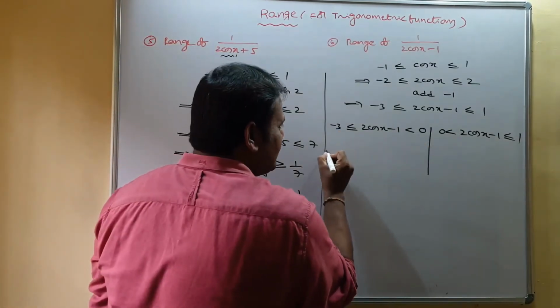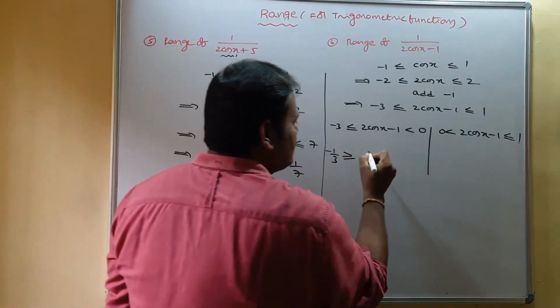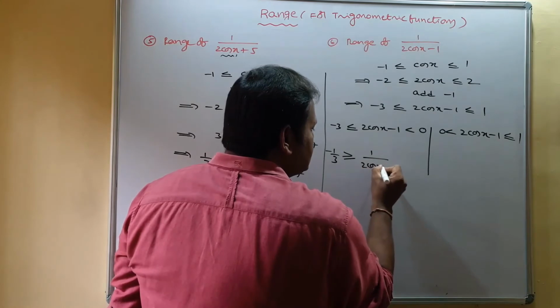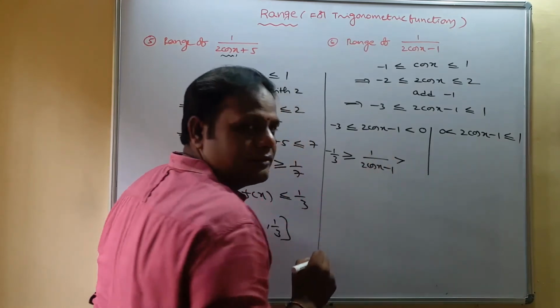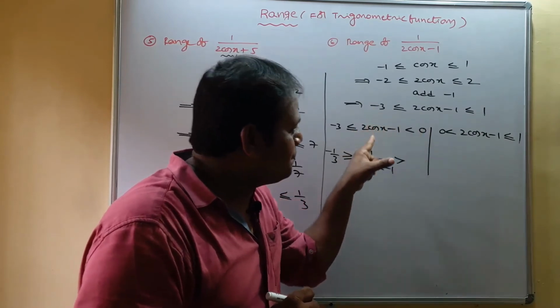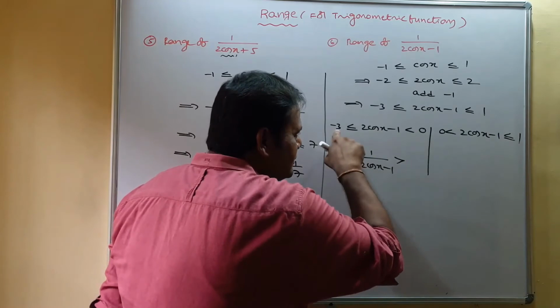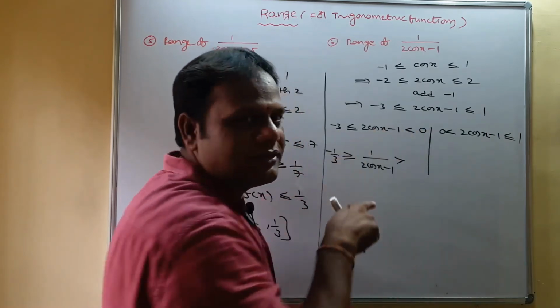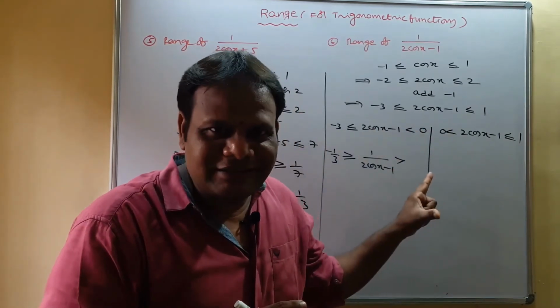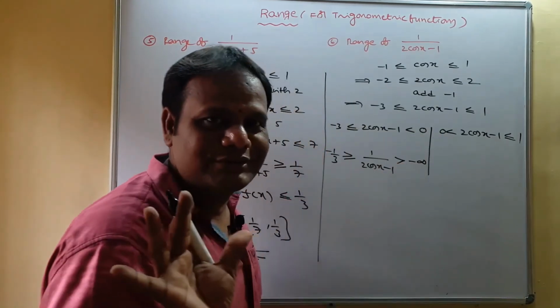So take the reciprocal. Minus 1 by 3 greater than or equal to the reciprocal of this, 1 by 2 cos x minus 1, greater than minus infinity. Approaching 0, is it positive infinity or negative infinity? Observe all the values. See, minus 3 to 0 means all are negatives only. So you take minus infinity. Don't confuse. Clear?